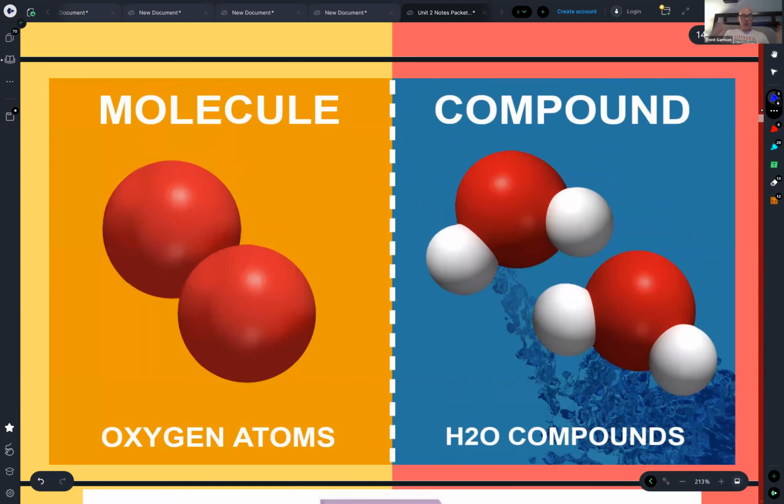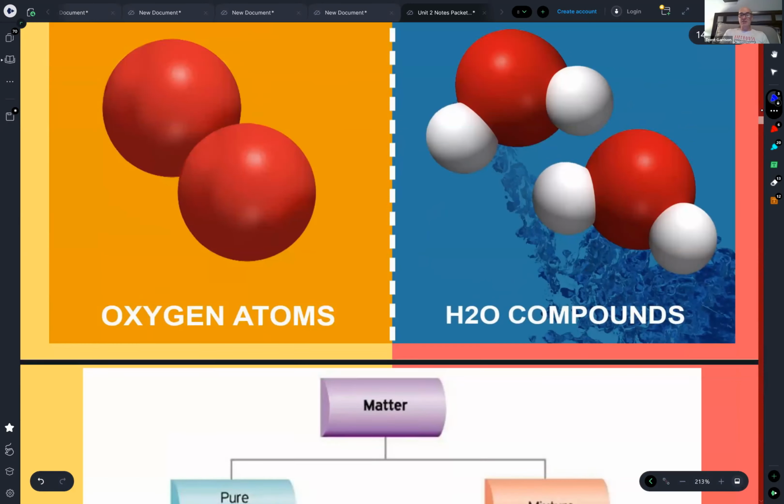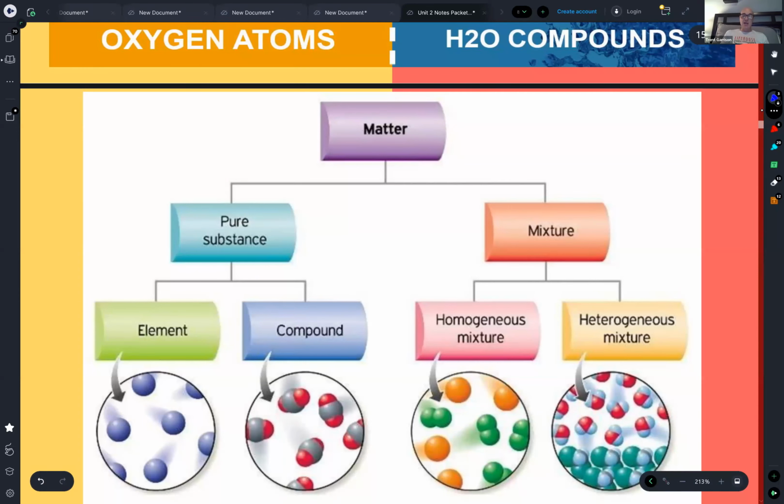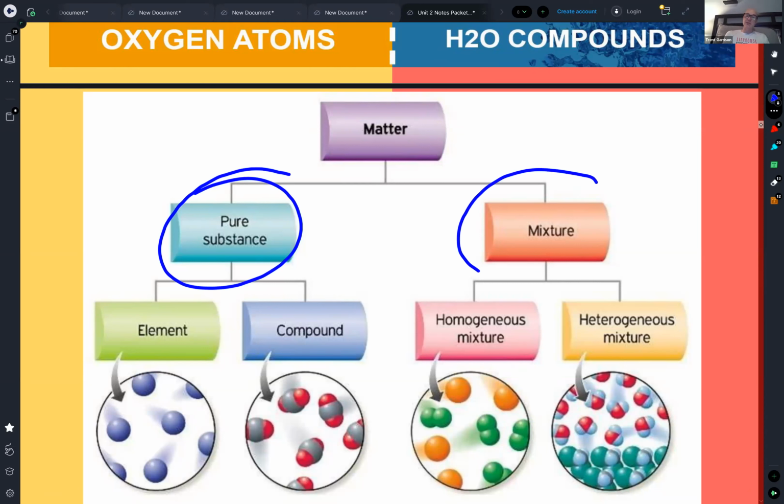So going back, we have the molecules. They can be the same or they can be different. Compounds must be different. Molecules can be divided into those diatomic or monatomic. So here is the classification of matter. We have the pure substances, which we've just been talking about. Now let's take a little bit of time and let's talk about the mixtures.